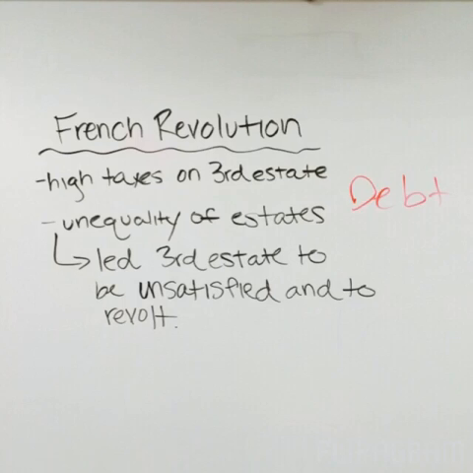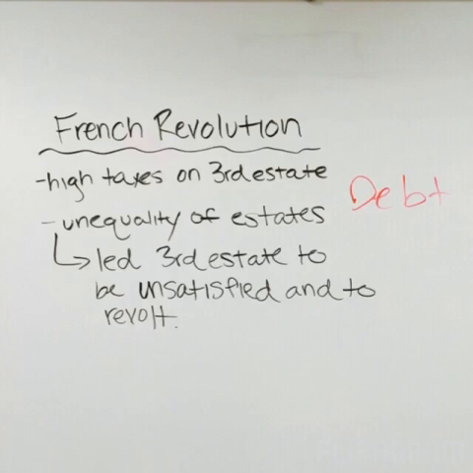So we ended with this part in class today. The high taxes on the third estate. Also think about the debt. I wrote that in red over on the right. Think about the debt incurred from helping the United States, or the American colonists, win their war for independence, their war against Great Britain. The inequality of the estates led to the third estate being unsatisfied enough to revolt.